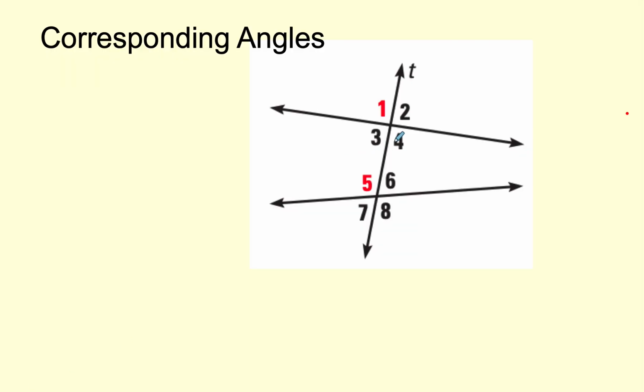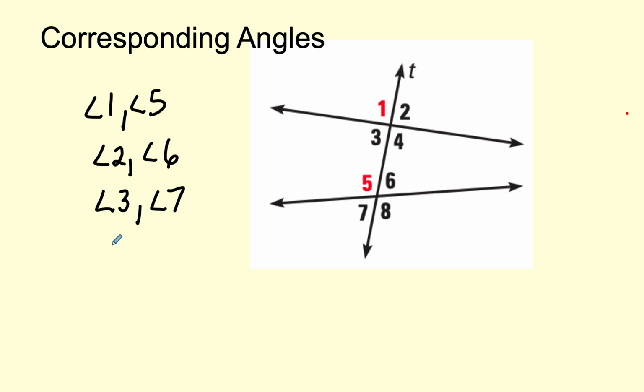We have a special name for this exterior and this interior angle. I'm going to say angle 1 and angle 5. We call them corresponding angles because they're facing the same direction. Angle 2 and angle 6 would also be called corresponding angles because they're facing the same direction. Angle 3 and angle 7, and angle 4 and angle 8. These are all facing the same direction, and they are non-adjacent.